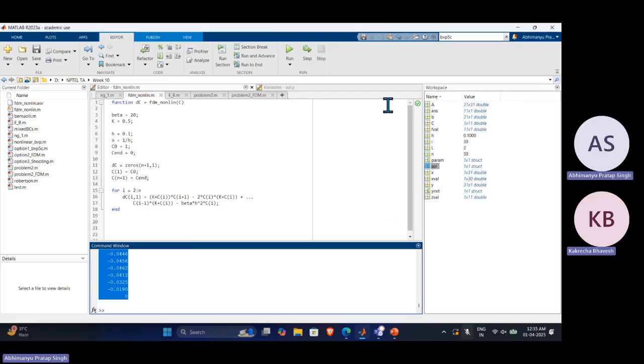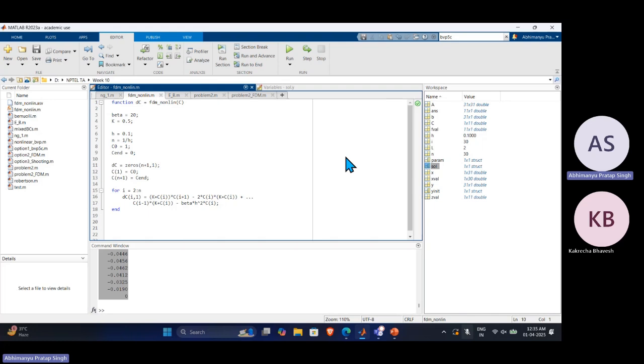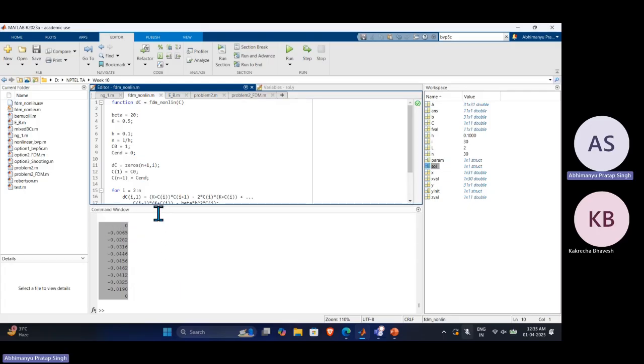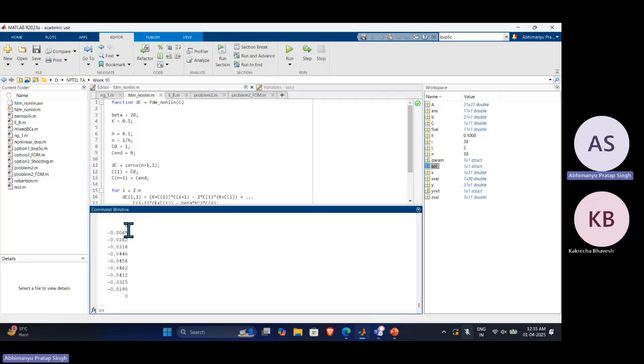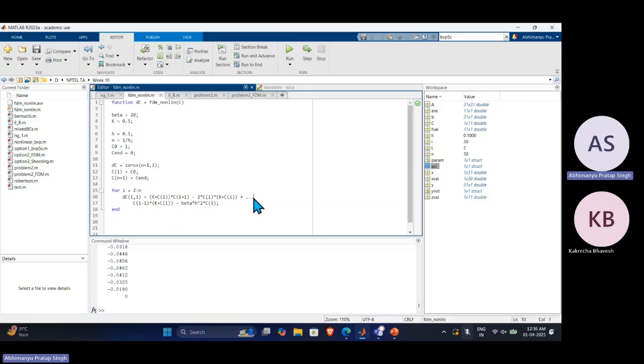Yes, sir. Yes, sir. Bhavesh? Yes, sir. Yeah, I hope you're getting the idea of what I'm trying to do. It's not converging, but the values are close to what we are expecting. Yes, sir. I got it.